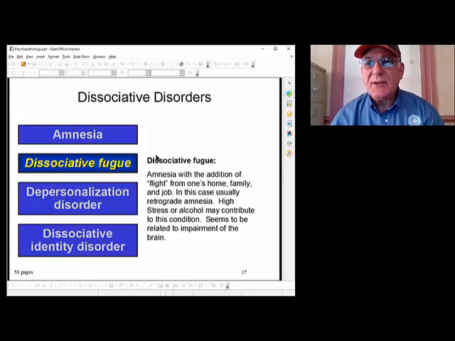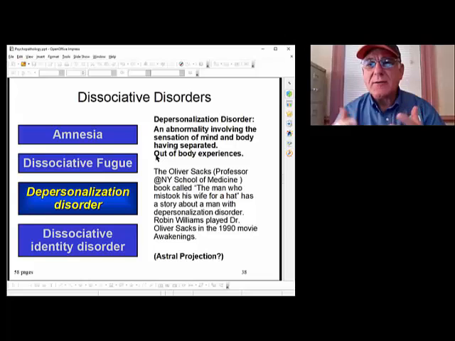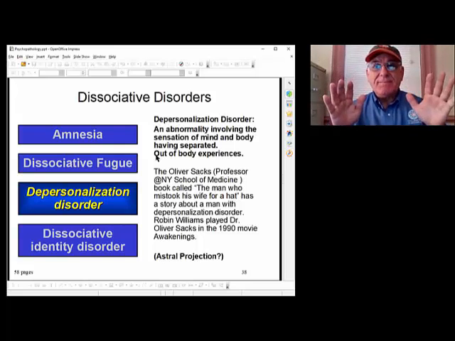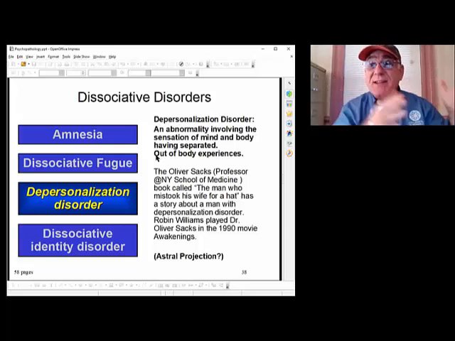Depersonalization disorder is losing who you are, losing what you are. So an abnormality involving the sensation of mind and body having separated or out-of-body experiences, like sort of astral projection, but not really. You'd look in a mirror and go, that's not me. Did I just move into another? This is not me. So I've depersonalized. This is not me. Oliver Sacks, I've already talked about a few times, wrote the book, The Man Who Mistook His Wife for a Hat. And in there, he had a man who had depersonalization disorder.